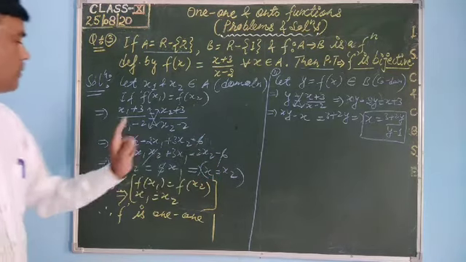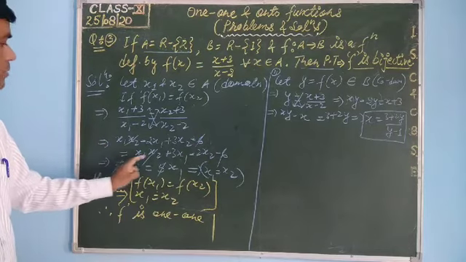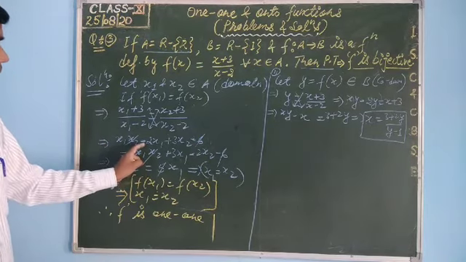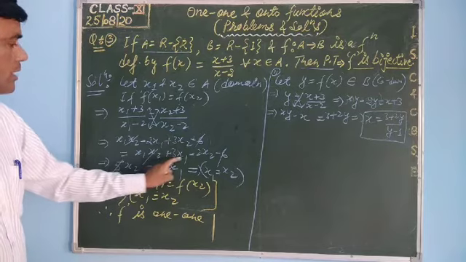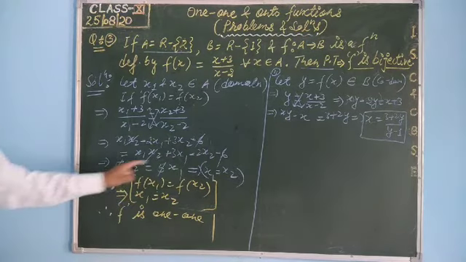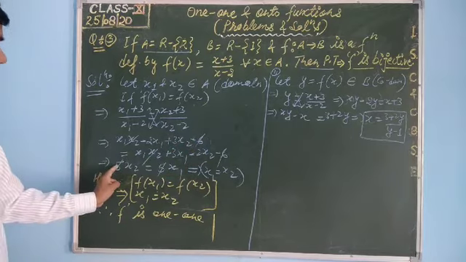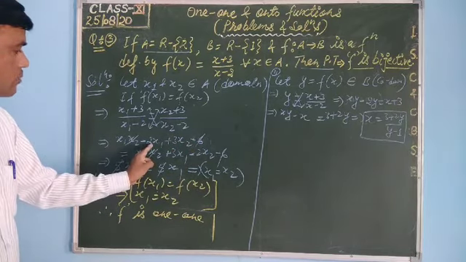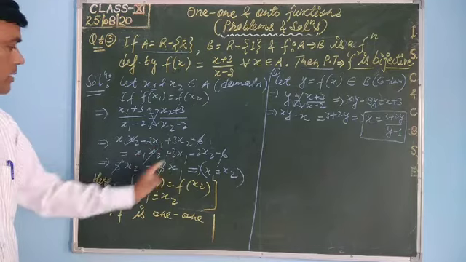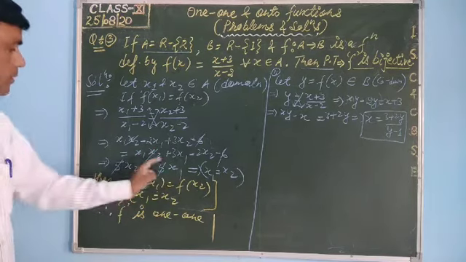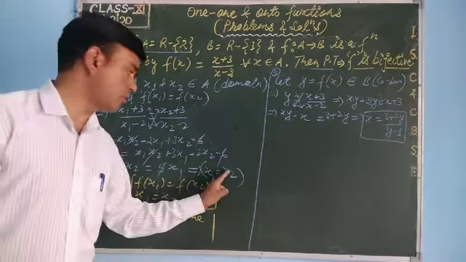Minus 6 is cancelled out on both sides, x1 x2 cancelled out. We have minus 2x1 plus 3x2 is equal to 3x1 minus 2x2. Now shifting this minus 2x2 to the left side, we will get 5x2, and shifting this minus 2x1 to the right side, we will get plus 2x1, so we get 5x1. In this way 5 will be cancelled out, then we will get x1 is equal to x2.